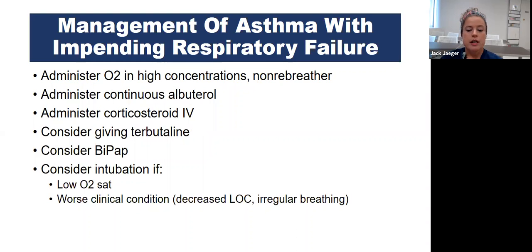So if you have a child with asthma and you have impending respiratory failure, you want to make sure you're giving high concentration of oxygen. The continuous albuterol treatment, definitely IV corticosteroids. You can consider terbutaline. BiPAP will help if you have the mask that would fit.